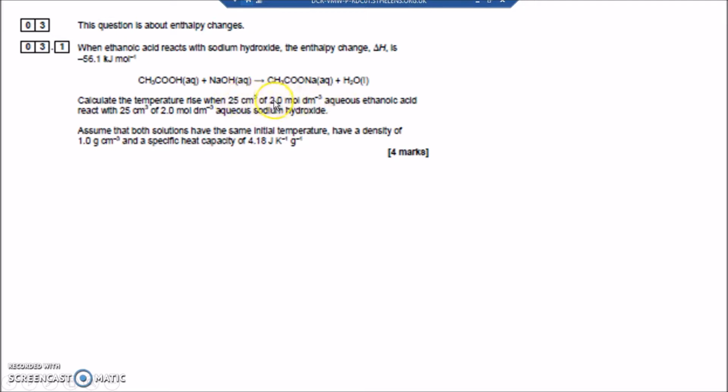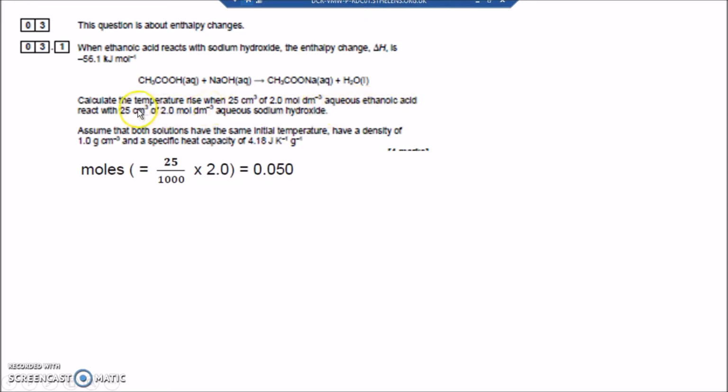I've got a volume and I've got a concentration. So concentration equals moles divided by volume. Therefore, moles equals concentration multiplied by volume. There's my concentration 2. My volume's in 25 centimeters cubed. It needs to be in decimeters cubed. Centimeters cubed into decimeters cubed, smaller into larger units, so divide by 1,000. And it works out as 25 divided by 1,000, or 0.025, multiplied by 2, will give me the number of moles of ethanoic acid that I have.